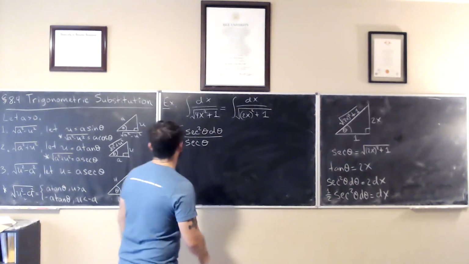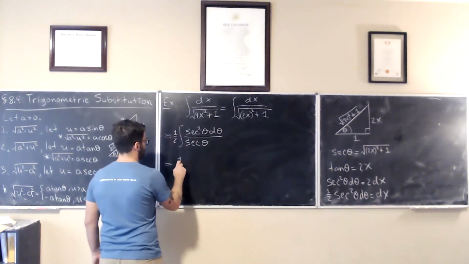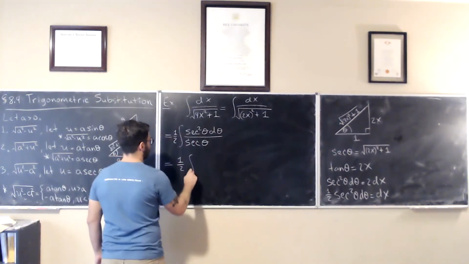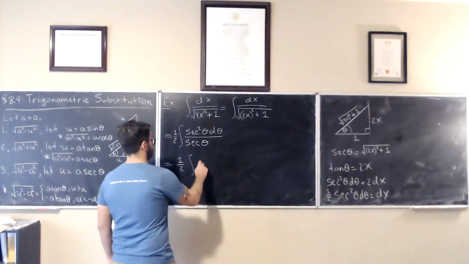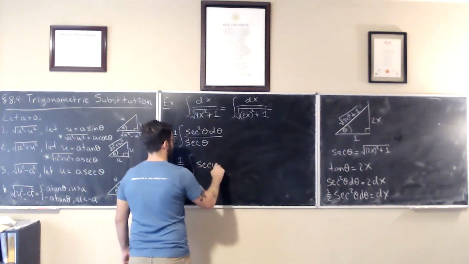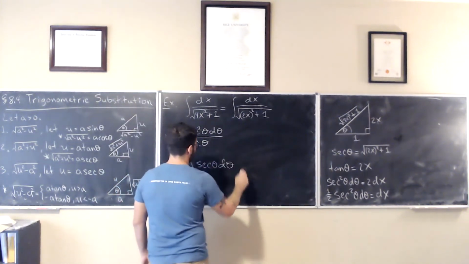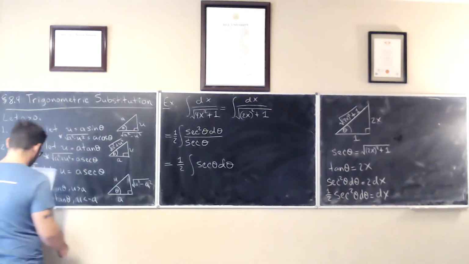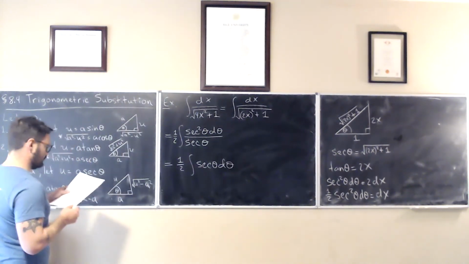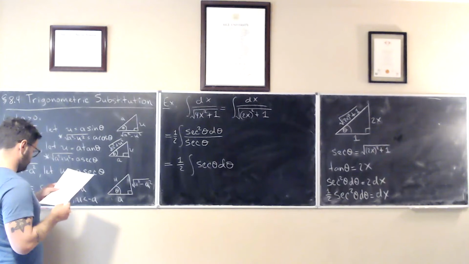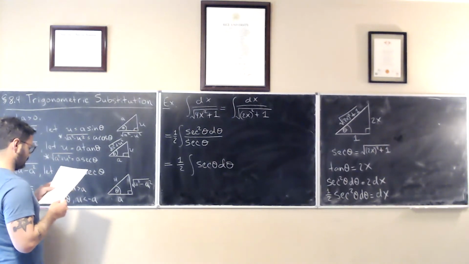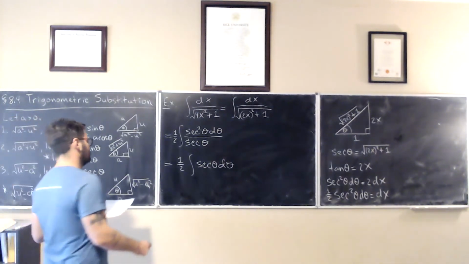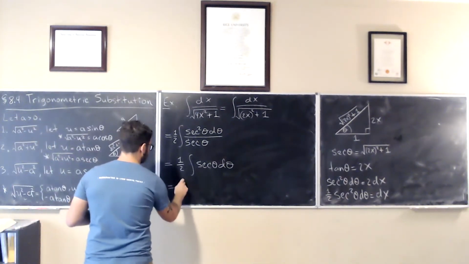Oh, that works out nice. And this is just secant theta d theta. I think that's negative cotangent. Where's that table? Negative, no. What is the integral of secant? Oh, yeah. I don't know how some people remember these things.